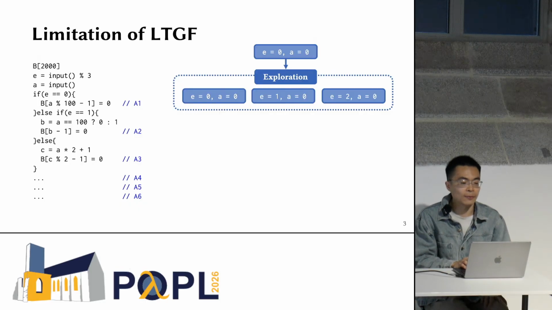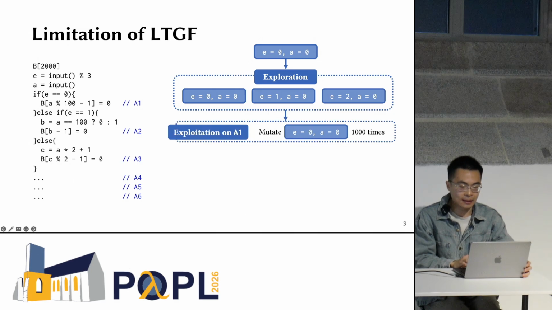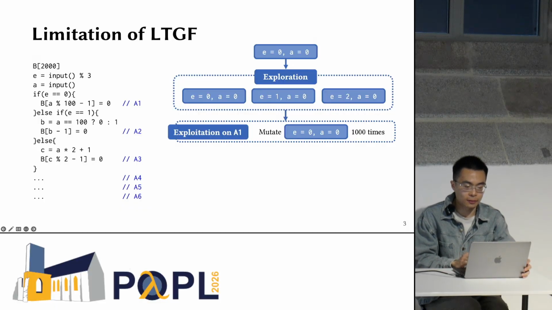Existing LTGF first runs an exploration stage, where the goal is to maximize coverage. Let's assume this stage successfully covers all three branches for A equals 0, 1, 2. For each coverage pattern, the fuzzer only keeps one seed. So at this point, our seed set is E equals 0, A equals 0, E equals 1, A equals 1, and E equals 2, A equals 0. Next, LTGF runs exploitation fuzzing for each target one by one.